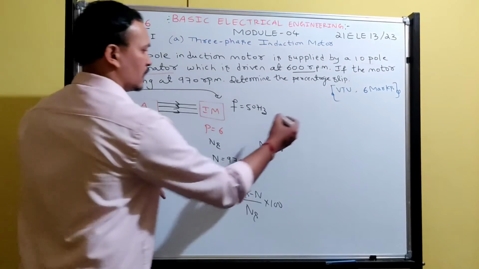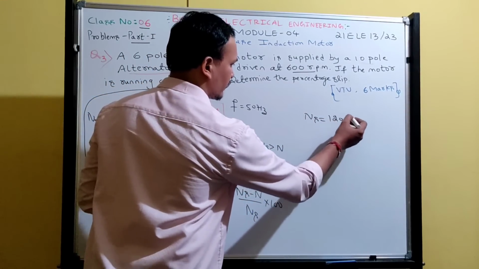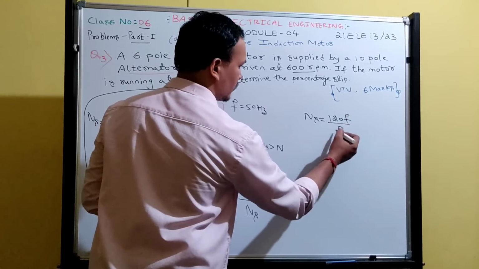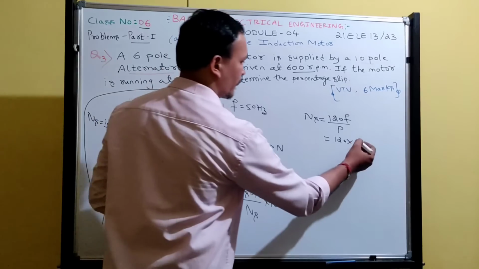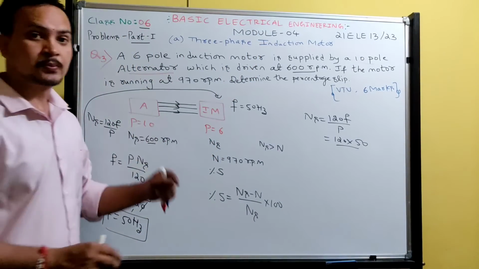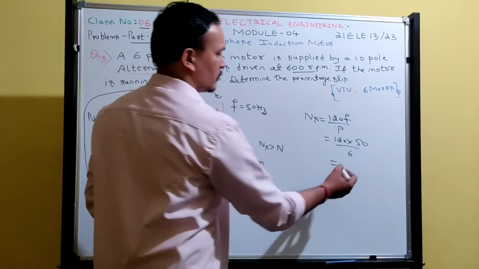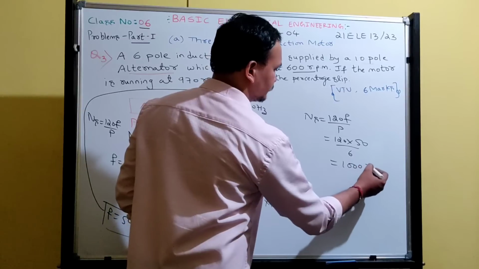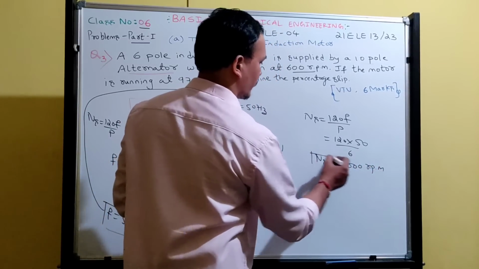Now I am going to calculate Ns with the given frequency, 120f by P. 120 into the supply frequency 50, with the number of poles in the induction motor being 6. By doing this, you will get 1000 rpm. So the answer will be 1000 rpm.